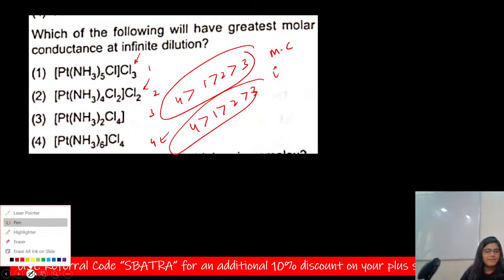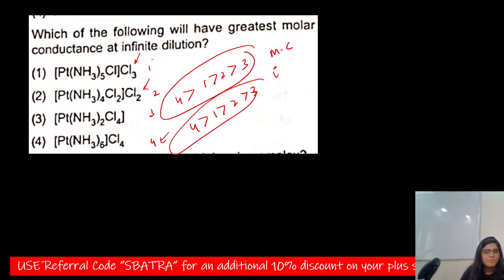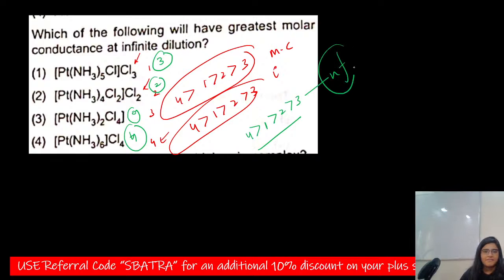Now let's write down the n factor. The n factor for the first compound will be 3. For the second compound it will be 2 only. For the third compound it is 0, you can consider it like 0. And for this compound it is 4. So the correct order of n factor will be 4, 1, then 2 and 3. This is how we write the correct order: 4 1 2 3. I hope this question is clear to all of you. This is the order of n factor, this is the order of molar conductance, and this is the order of your van 't Hoff factor.